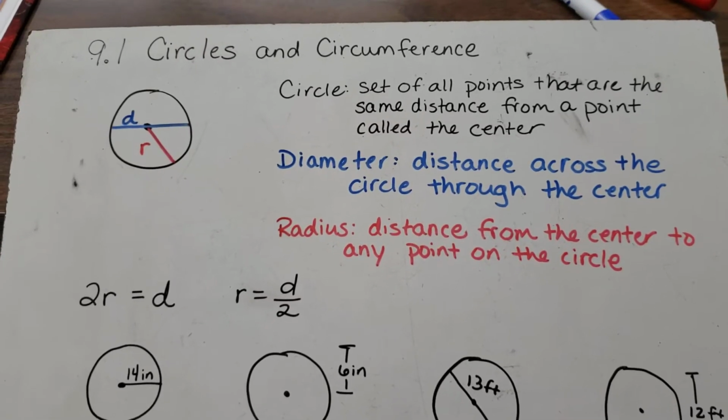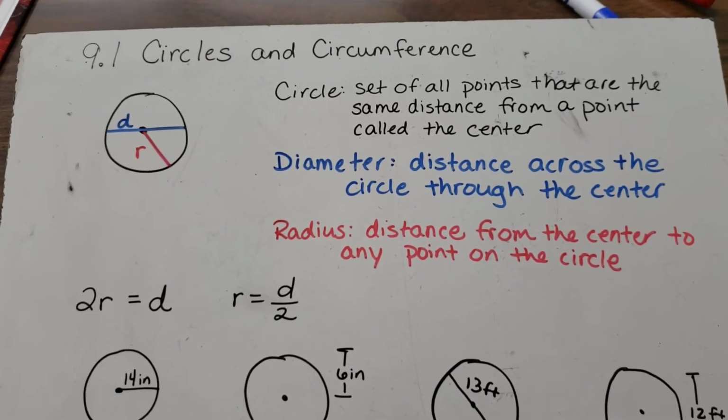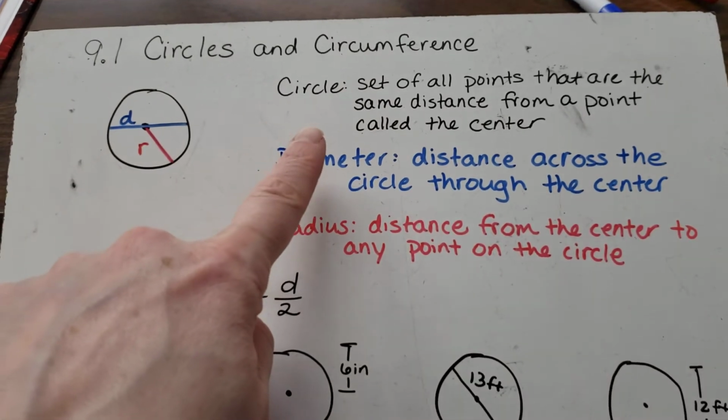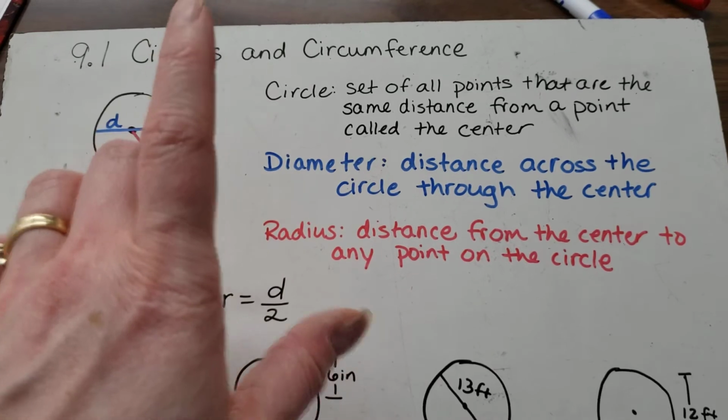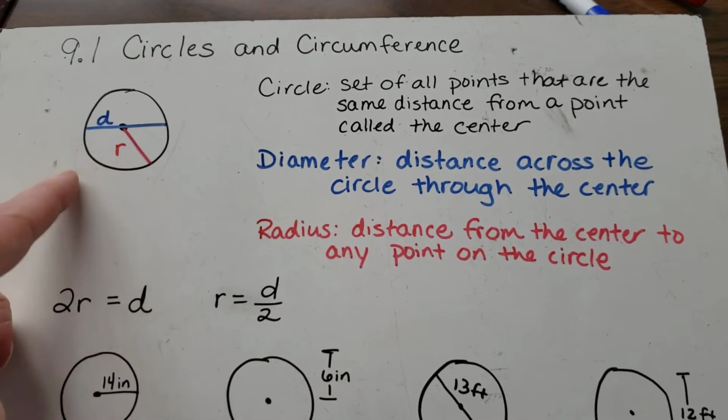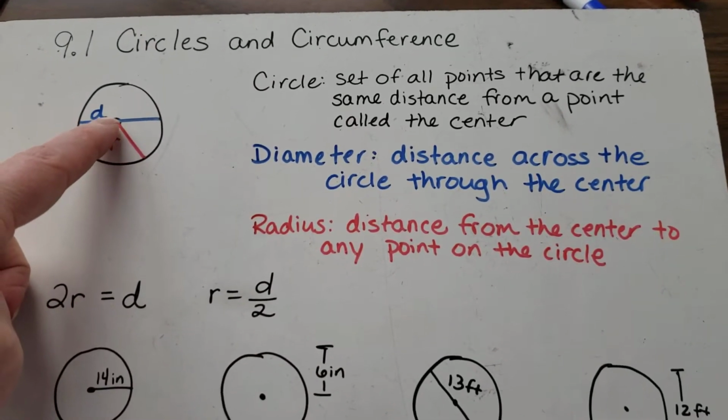Okay, so circles and circumference, section 9.1. A circle is the set of all points that are the same distance from another point called the center. You see that here, the black thing, that's a circle. The dot there, that's the center.